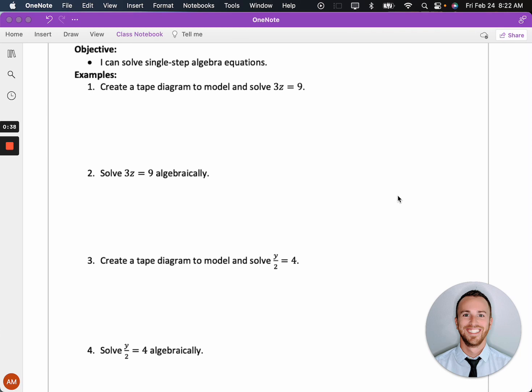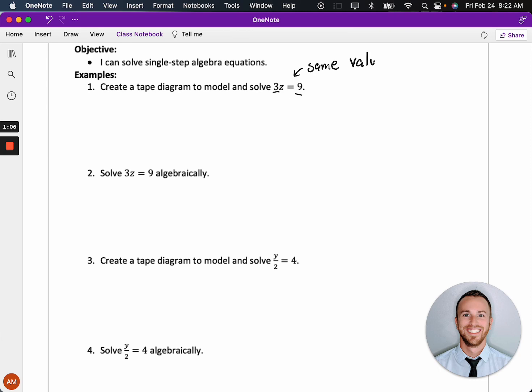For our first example, it says to create a tape diagram to model and solve 3z equals 9. First of all, when we think about an equation, an equation has an equal sign. It means both sides are the same. So this is saying that 3z is the same as 9. They have the same value, right? They're equal. So I'm going to write that same value.